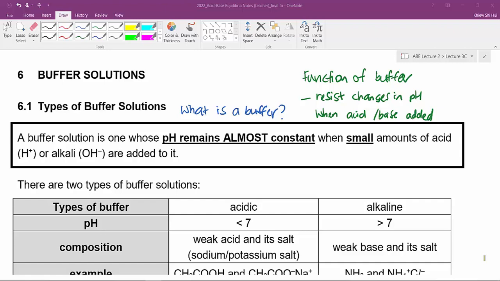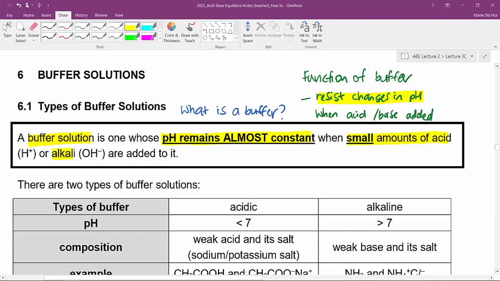In this section, we will learn about buffer solutions. First of all, what is a buffer? A buffer solution is one whose pH remains almost constant when small amounts of acid or alkali are added. The function of the buffer is to resist changes in the pH when the acid and base are added.